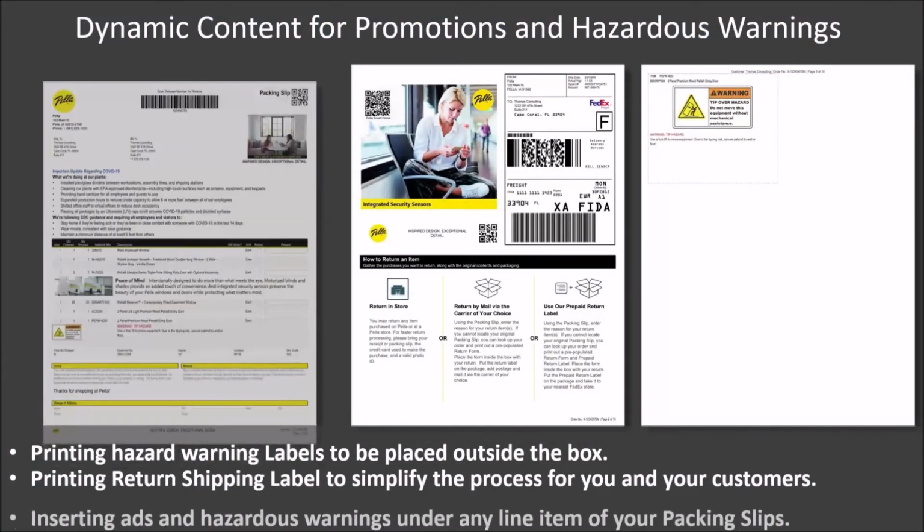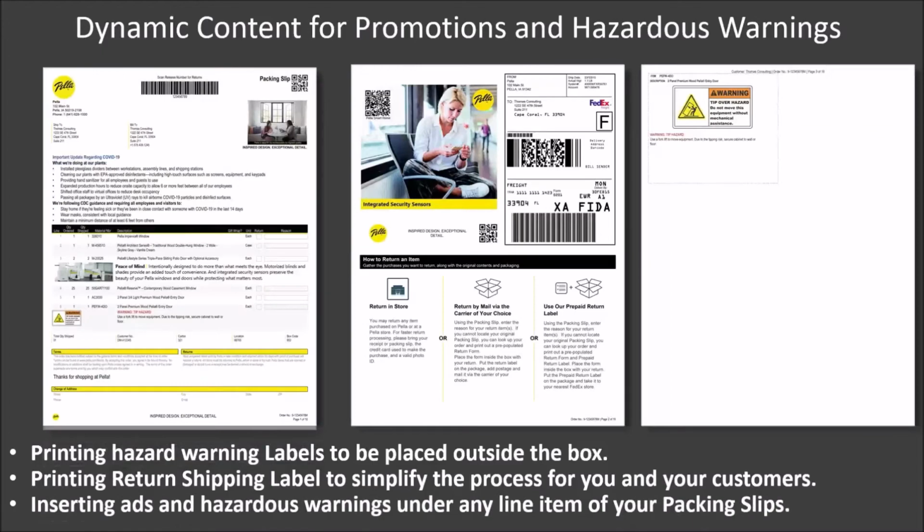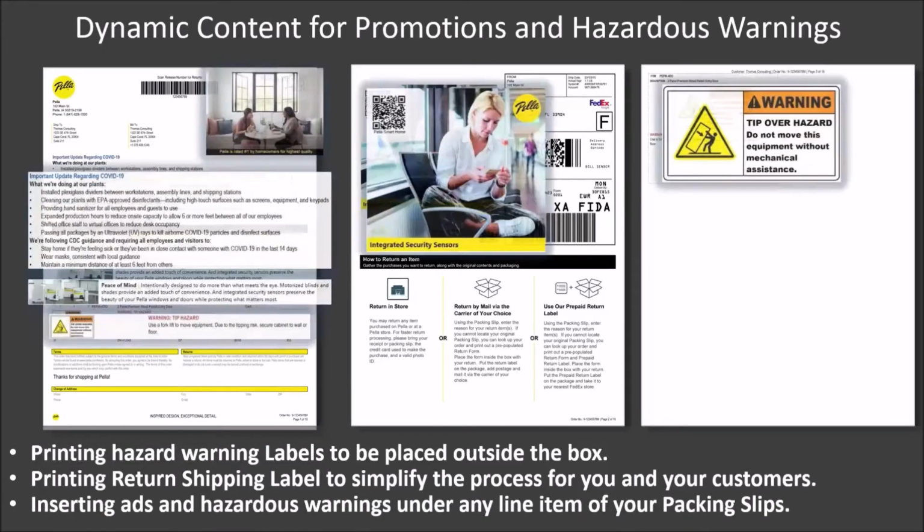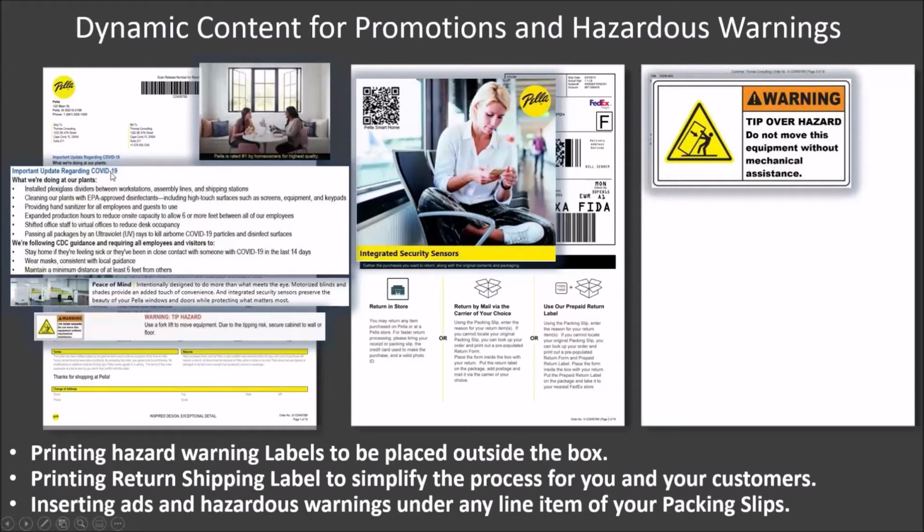And then this is an example of dynamic content to promote hazardous material or hazardous warnings as well as promotional information. So this is our Pella window example where I'm promoting some COVID messaging, maybe saying that in our manufacturing plant, we're taking all the precautionary measures. And then here is the line item to show that for the door that they purchased, Pella offers a security device that goes with that door. And then, of course, it's a tip hazard, so make sure that you have 2 people lifting this door. It's very heavy, so we're telling the recipients.